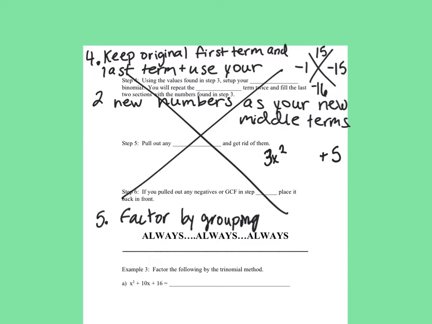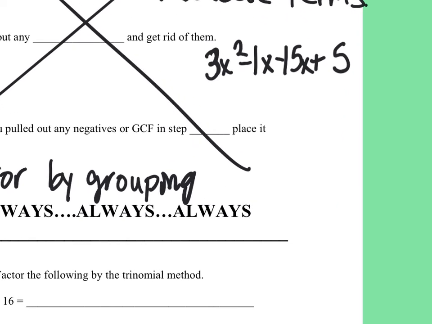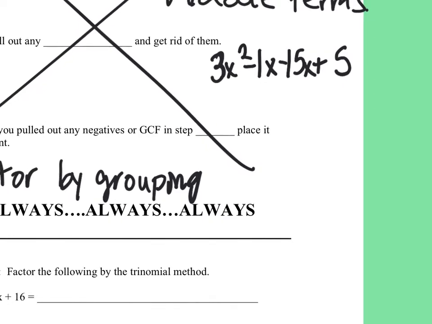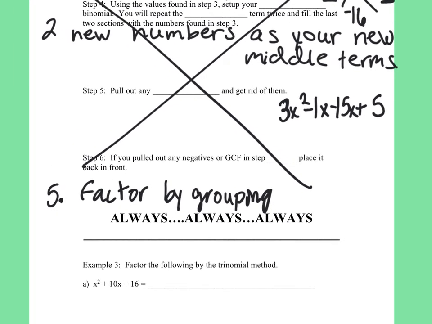And then my 2 new middle terms are going to be what my sides are. Okay, so that's going to be -1x and -15x. You with me? We're going to do examples. Now this is just a factor by grouping problem, which we just did, and you guys said they were easy, right?